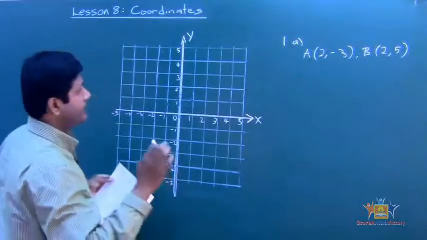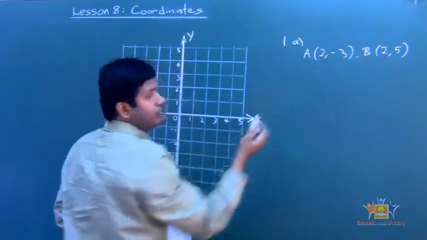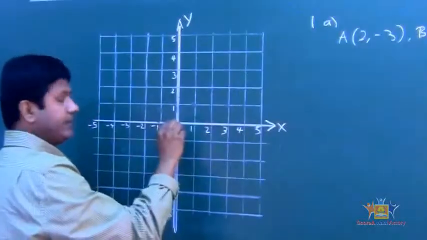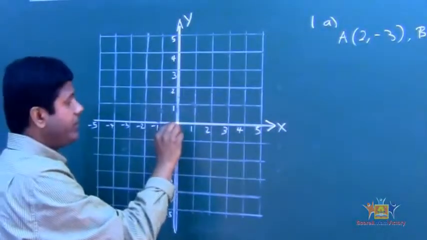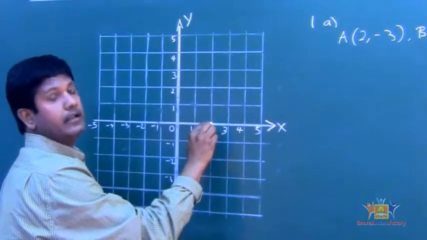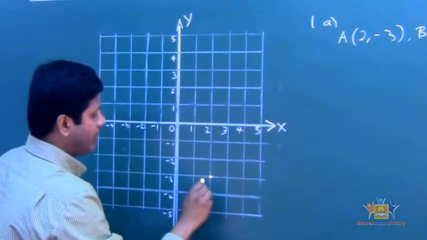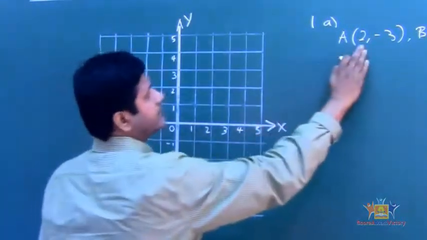Okay, good. Now let's plot them. A, 2, -3. 2 is the x. So we locate the center point, the origin, as our reference point. We're going to go right 2. -3 means exactly down 3. So that's the A. That's our A point, because this is x and this is y.